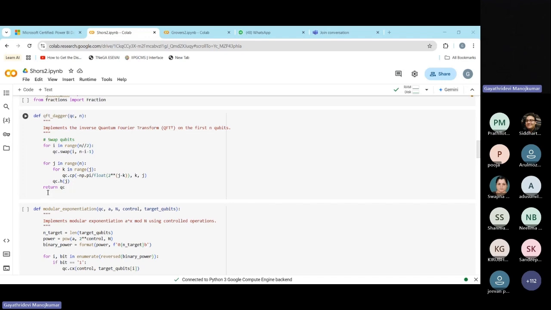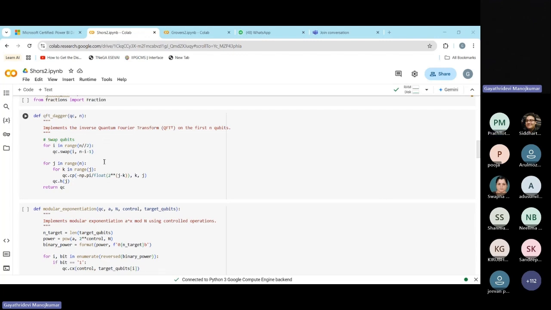For each qubit j, the inner loop applies the controlled phase gate, known as CP. This is applied with the angle 2 pi over 2 to the power j minus k for every qubit. After these rotations, the Hadamard gate H, which we have defined here, is applied to qubit j. This sequential implementation is the inverse quantum Fourier transform, which is essential for reading out the phase information that encodes the period of the function.